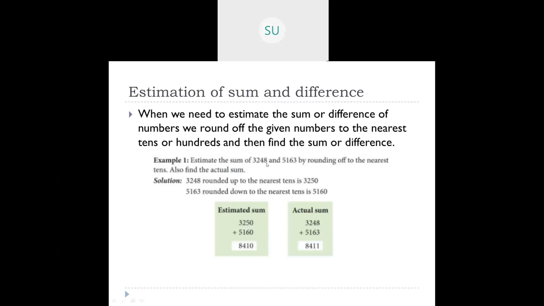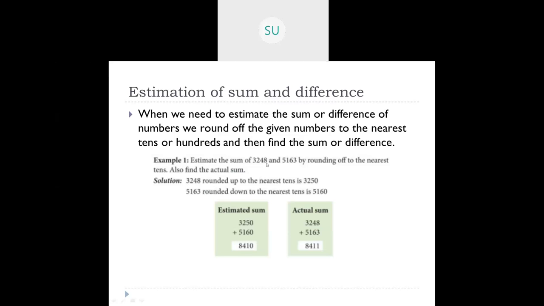So 3248, when you round it to the nearest tens, you have to look at the ones place. Now in the ones place here we have 8. Now 8 is greater than 5, so we'll add 1 to the tens place. The tens place has 4, so that becomes 5, and the 8 is replaced by 0. So it is 3250. Similarly, 5163. Now we'll look at the ones place, which is 3. 3 is less than 5.